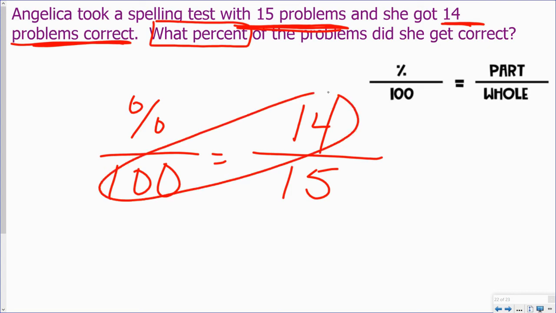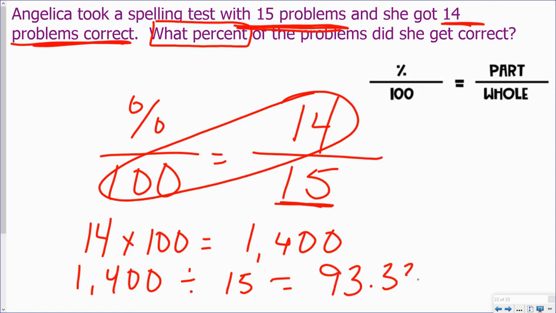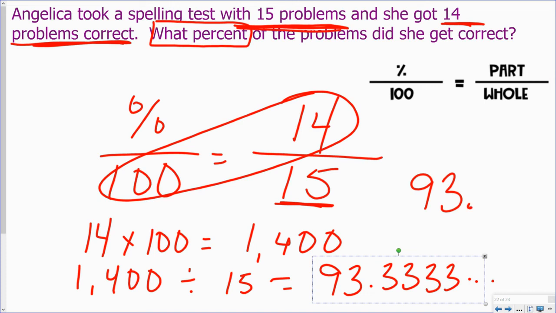So then I multiply here, take 14 times 100, and that gives me 1,400. I take my 1,400 and I divide it by my 15, which is right here. And that gives me 93. And then my threes continue to repeat. And so my answer would be 93.3 with a line over it for repeating. And then my percent sign.